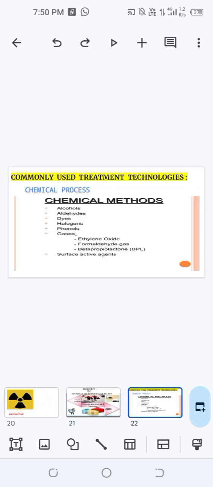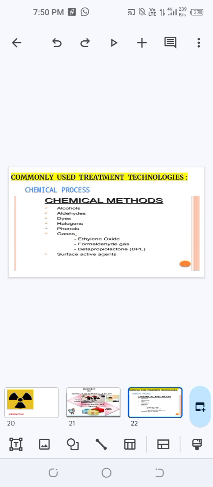Now coming to the different treatment and disposal of biomedical waste. Firstly, before knowing the treatment, you should know some commonly used treatment technologies. So first is the chemical process. Before the waste is disposed of and before the treatment procedure, the waste is beforehand disinfected with some chemicals.